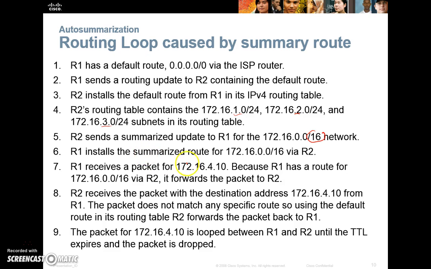So R1 will install the /16 summary route, and say that if R1 receives a packet going to this network, it will send it to R2. Then the problem comes when R1 receives a packet that's going to 172.16.4. Because R1 has a route going to this summarized network, it will give it to R2. When R2 receives the packet, it will look at its routing table and could not find any match. So because it couldn't find any match, it will forward the packet back to R1. Why? Because of the default route. So hence this creates a routing loop.